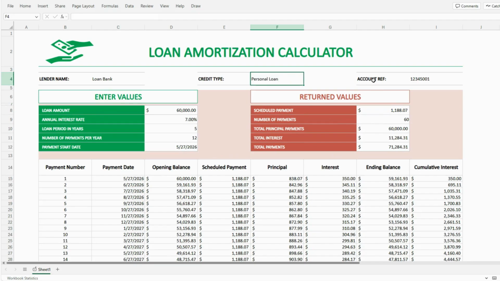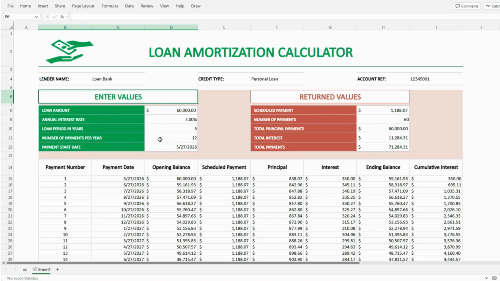You just put in the credit type here, and then the account reference would be the account ID or account number, which is basically a unique identifier for that credit agreement. So when you make payment towards the account, the credit provider knows which account to credit, which credit agreement to credit.